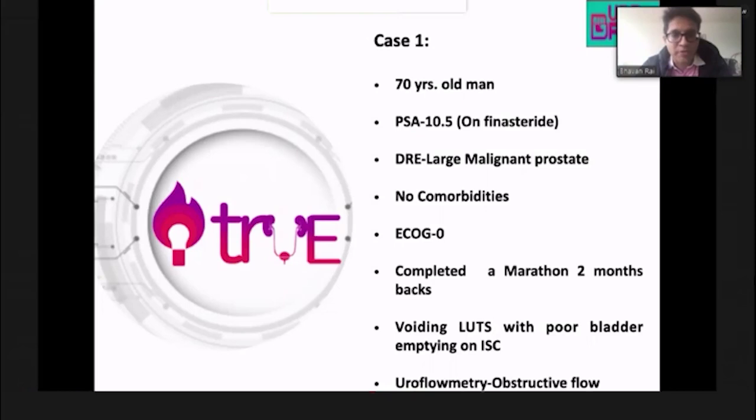Now, the first case is a 70-year-old gentleman. He's got a PSA of 10.5. He's on finasteride. His digital rectal examination was a malignant feeling prostate. Very fit man, good performance status. Ran a marathon a couple of months back. He's got significant lower urinary tract symptoms with poor emptying and is currently reliant on ISC, and his uroflowmetry shows an obstructive flow.